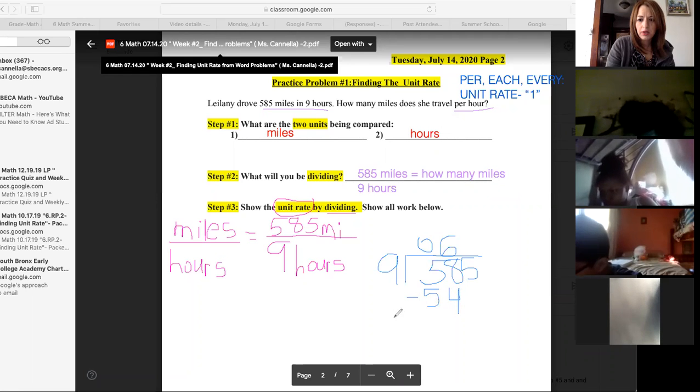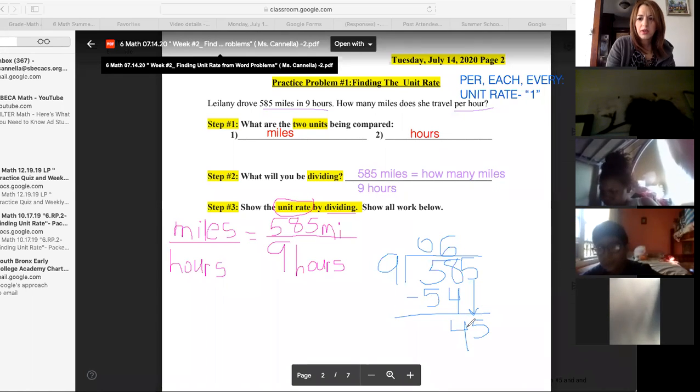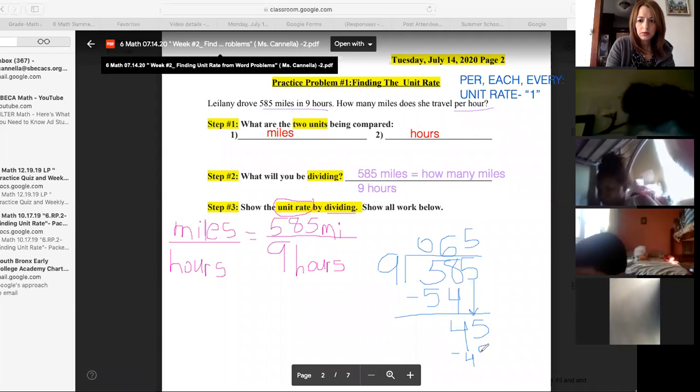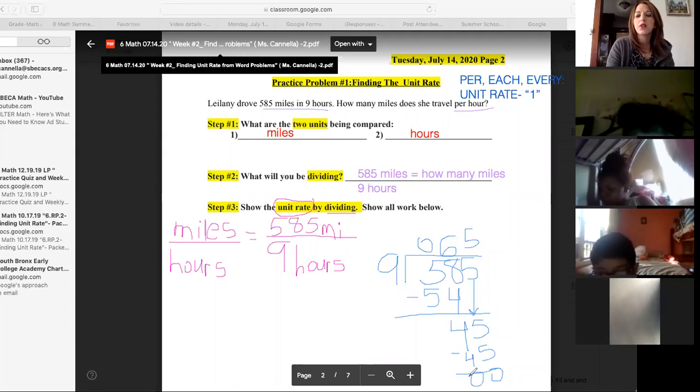When we're finding unit rate, we're dividing. 58 minus 54 is 4. I'm going to bring down the 5. 5 goes into 45. Anybody know how many times? 5. Good job. 5 times 9 is 45, so 0. So Leilani travels 65 miles per hour, each hour, every hour. That is her unit rate.